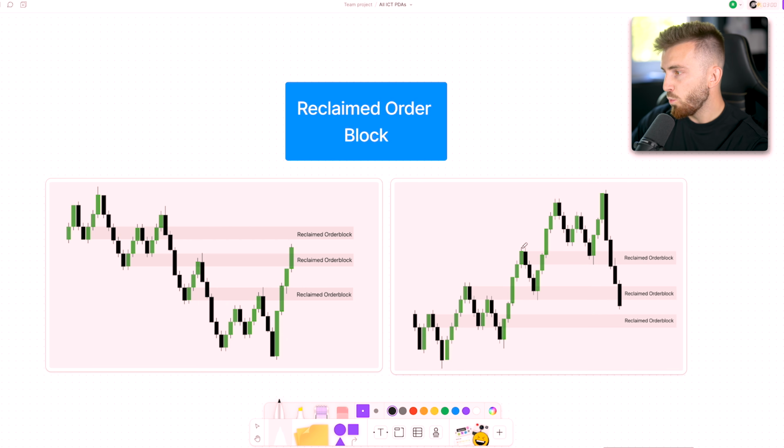The same thing with bearishness, where this is the reclaimed order block, and this, and this. And now the way that you use these is when the market moves lower. Once it closes below, you can use this as an order block to take this lower.